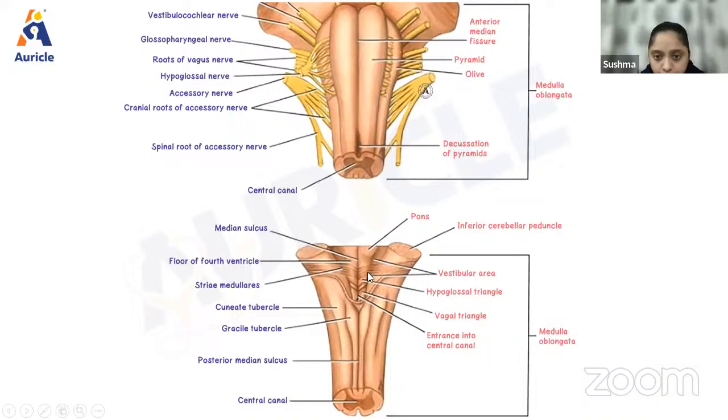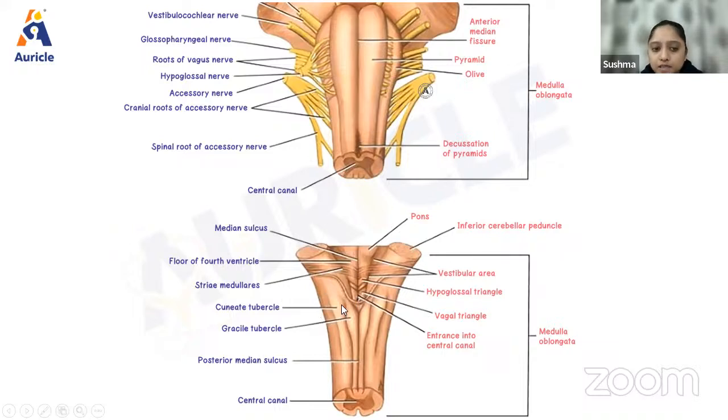Then I have the vagal triangle beneath the hypoglossal triangle. Then this is the entrance into the central canal. Whatever CSF is produced in the fourth ventricle trickles down into the central canal through this area. That is the reason why we have an open structure over here. The upper part is open and the lower part is continuous with the spinal cord, which is the closed part of the medulla, and this is the open part of the medulla.